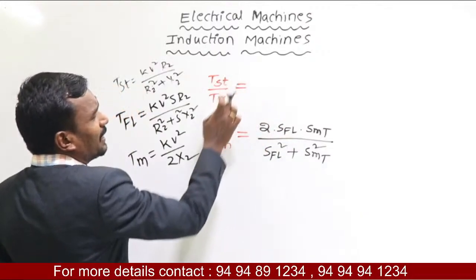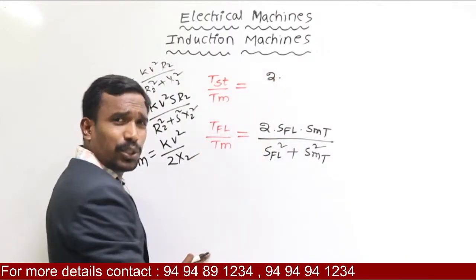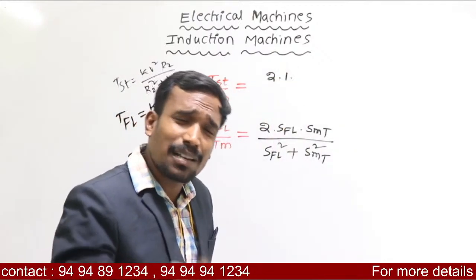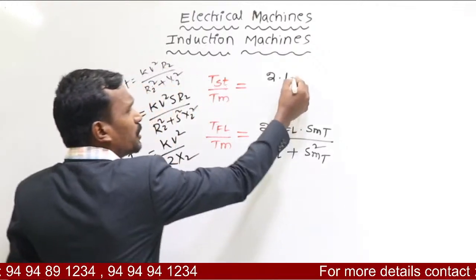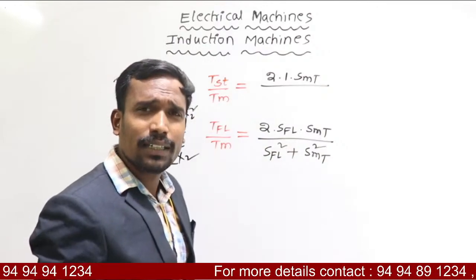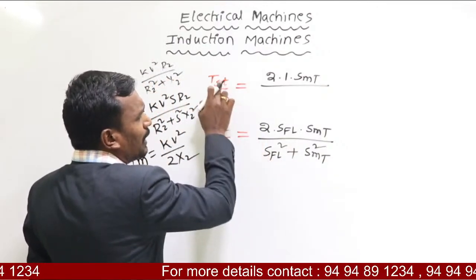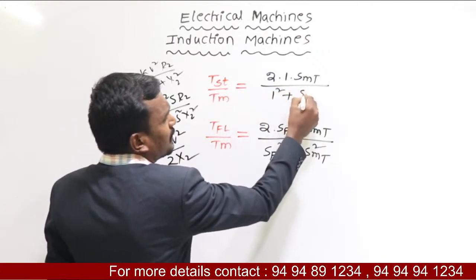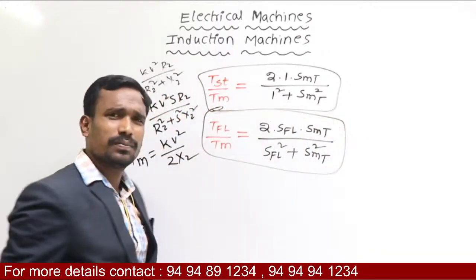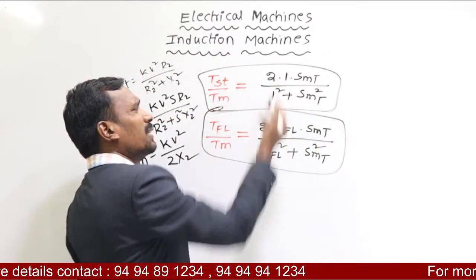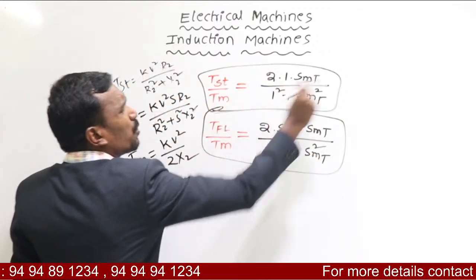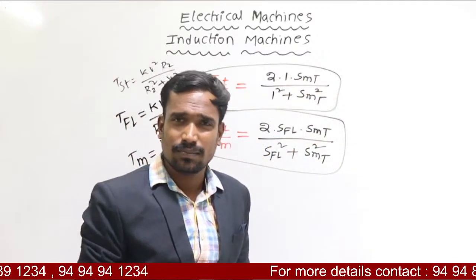And the starting torque to the maximum torque formula is the same: 2 into slip at starting into slip at maximum torque, SMT, by slip at starting square plus SMT square. What is the slip at starting? Slip at starting is 1. As usual, both the formulas are the same. Just the starting slip is equal to 1. That is the change. Okay. So like this, they will ask you questions on just these formulas.